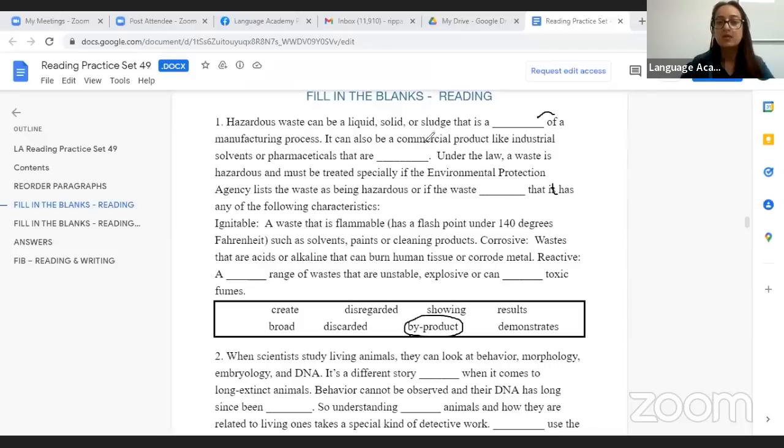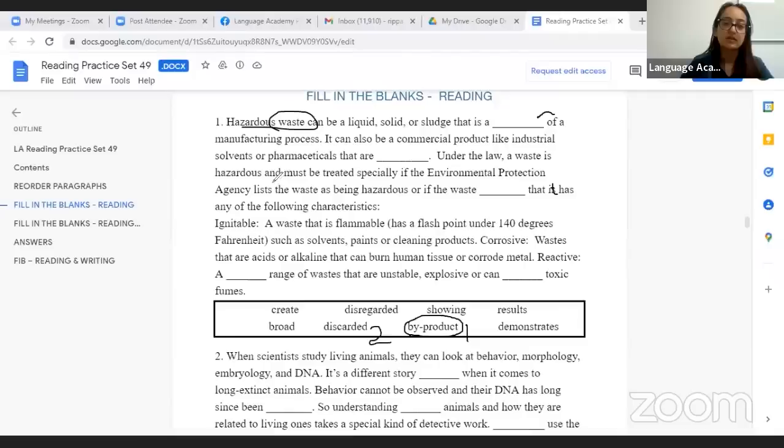It can also be a commercial product like industrial solvents or pharmaceuticals that are dash. So what all things can it be? They can be industrial solvents, they can be pharmaceuticals that are. The word waste is here, so all these things are discarded. Discarded means thrown. They are waste. We don't need them. So all these things are discarded or thrown.